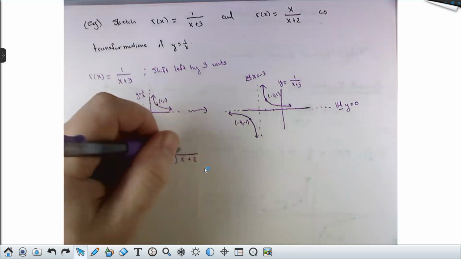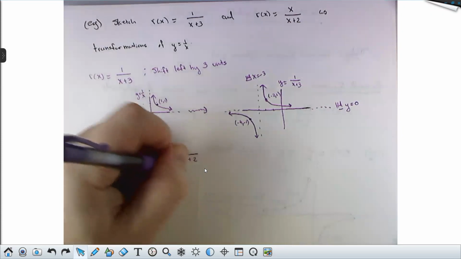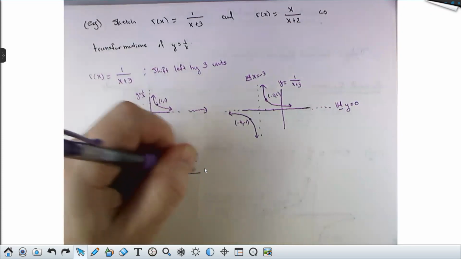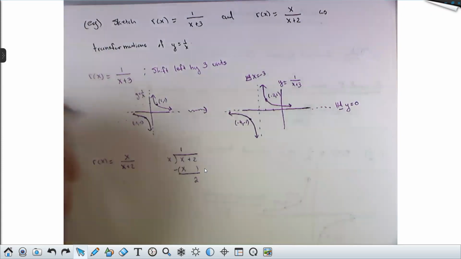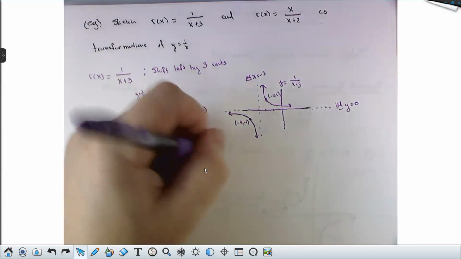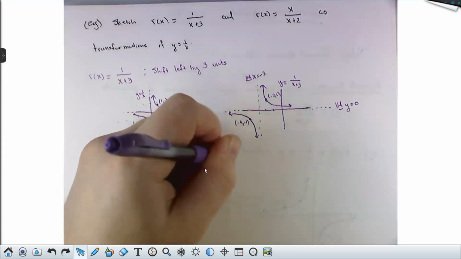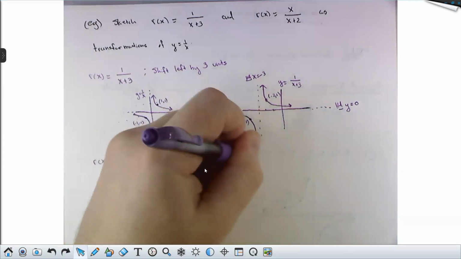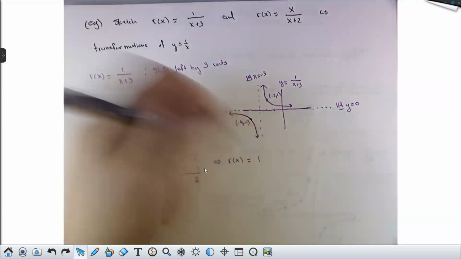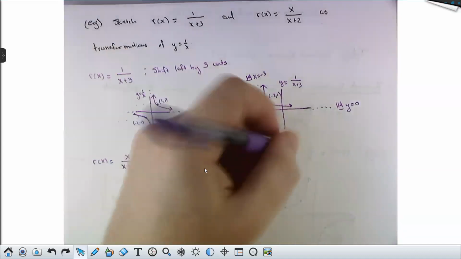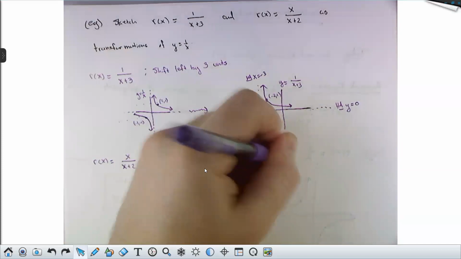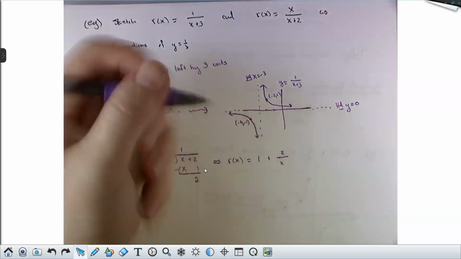So x goes into x once. 1 times x is x. And when I subtract this row from this row, I just get 2. Which means my function can be written as 1 plus 2 over x. Oh, sorry, 1 plus 2 over x. Yeah, we're dividing by x.